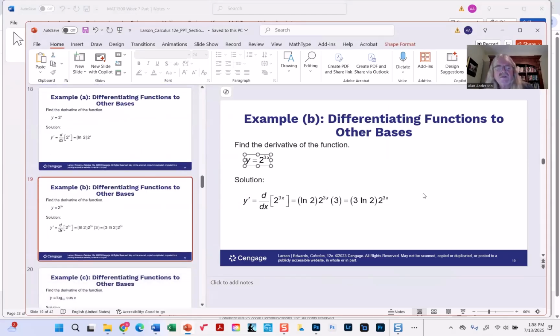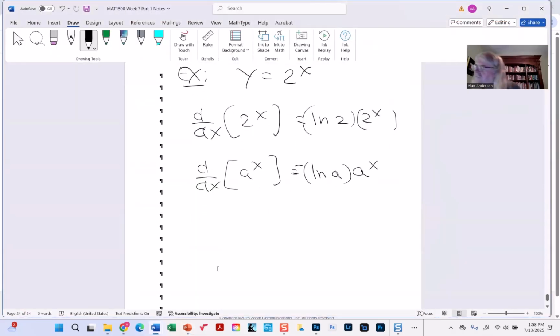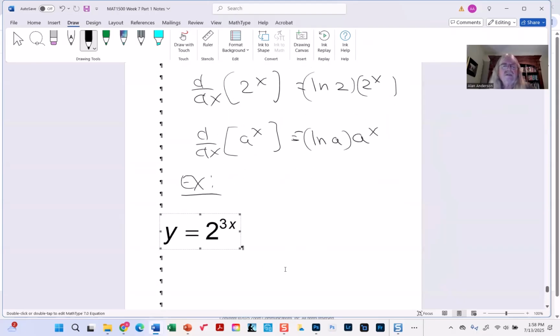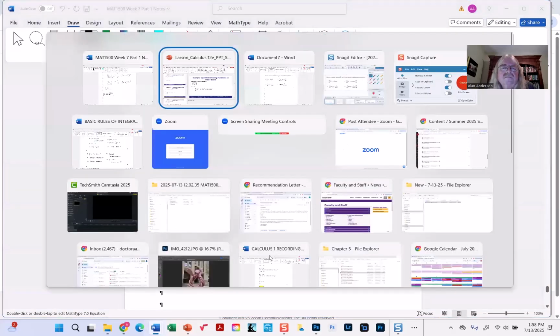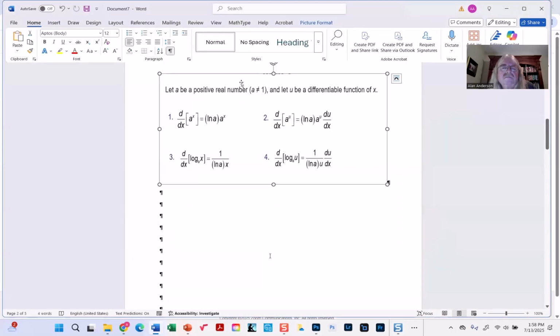Ooh, what about this one? So it's 2 to the, it's actually a function of x now. That puts it in this category over here, a to the u. Okay. So we need this one on the right.